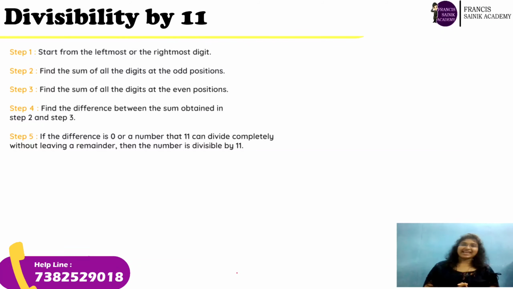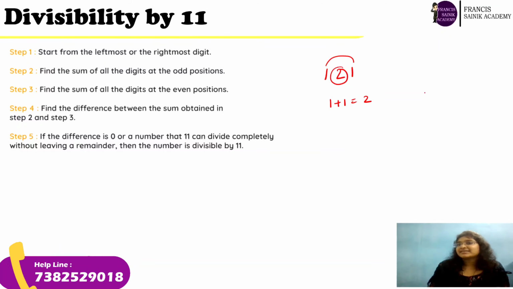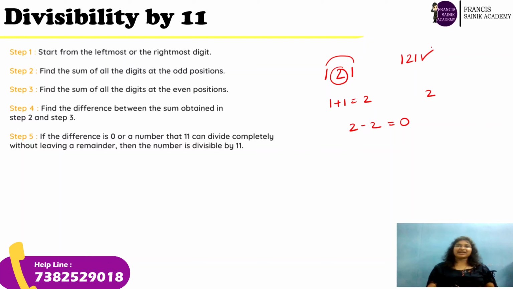Let us check this with an example to have a better understanding. Example 121, right? So, what are the sum of odd places and even places? Starting from 1, so this is odd places, right? So, 1 plus 1 is equal to 2. And what is even place? It is 2 again. So, 2 minus 2 is equal to 0. So, 121 is divisible by 11.